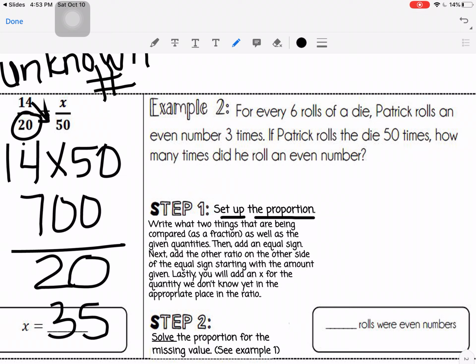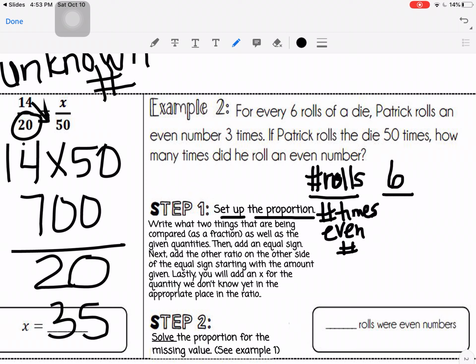The first thing we're going to do, we're going to write the two things that we're comparing. So we're comparing the number of rolls and then how many times, so number of times he rolled an even number. So it says 6 rolls, he rolled an even number 3 times. So if he rolls it 50 times, how many even numbers would he roll? How many times did he roll an even number?